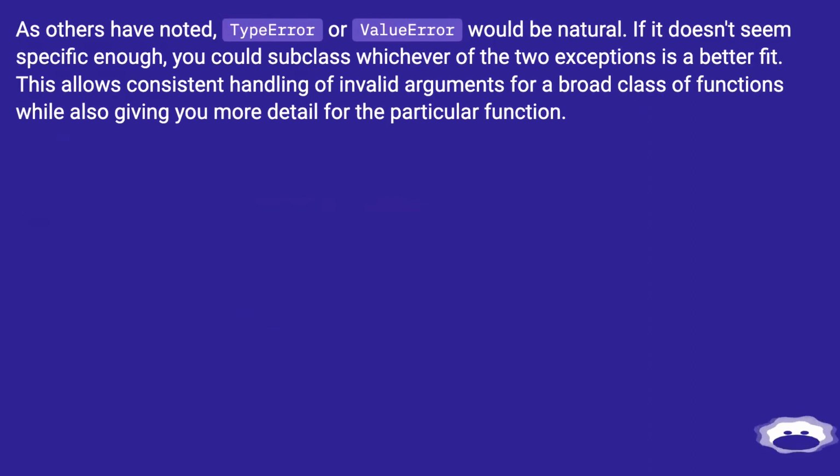As others have noted, TypeError or ValueError would be natural. If it doesn't seem specific enough, you could subclass whichever of the two exceptions is a better fit. This allows consistent handling of invalid arguments for a broad class of functions while also giving you more detail for the particular function.